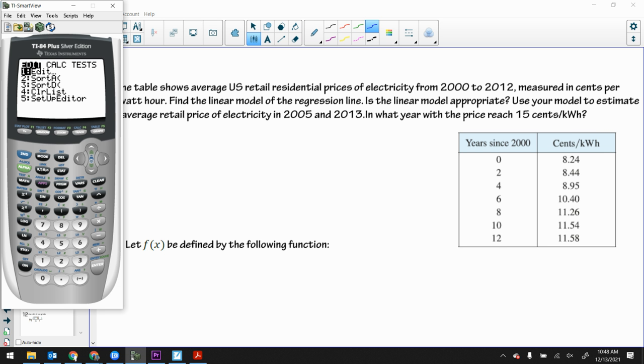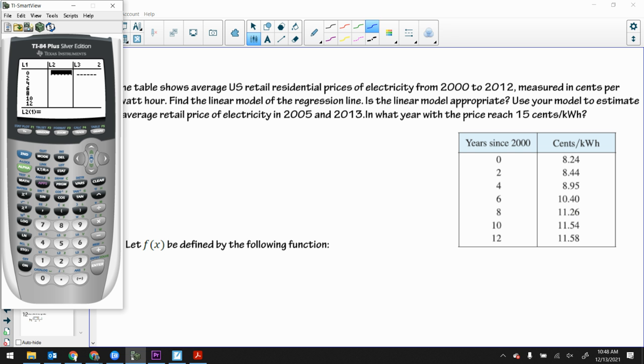Okay, remember, to get to a linear regression, stat, edit. I need to clear out my lists. Remember, clear down. And then we got years since 2000: 0, 2, 4, 6, 8, 10, 12. Okay, 0, 2, 4, 6, 8, 10, 12. Whoa, that's not 12.